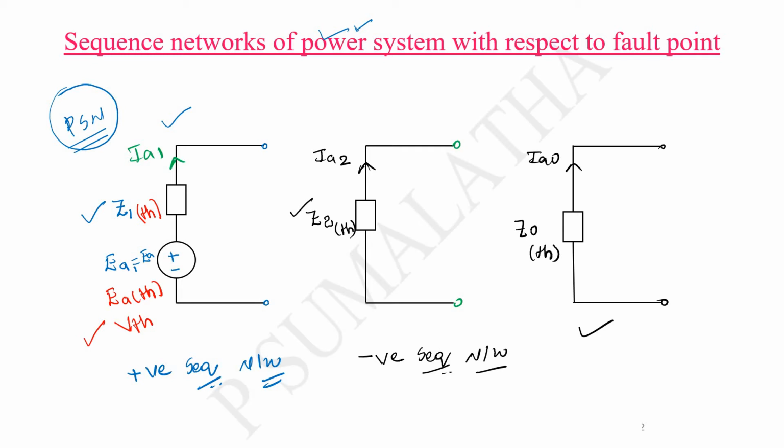So finally, whatever sequence networks we arrived at for the synchronous generator, we have to do one more step. We have to find the equivalent Thevenin's circuit for those positive, negative and zero sequence networks. Then the resultant networks will be the positive, negative and zero sequence networks for the fault at any point of the power system.